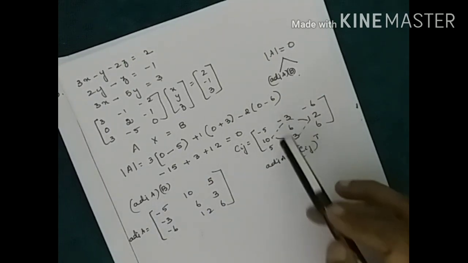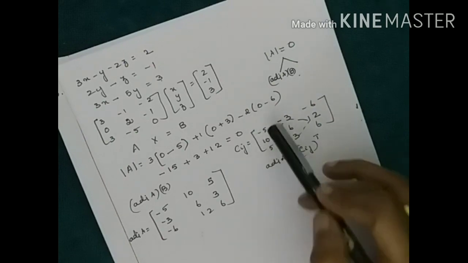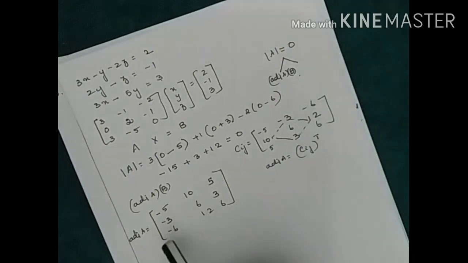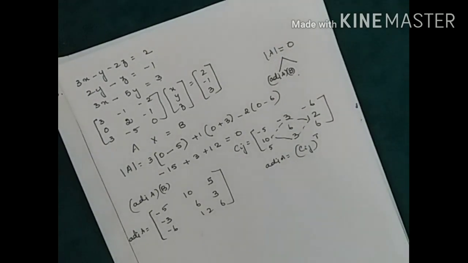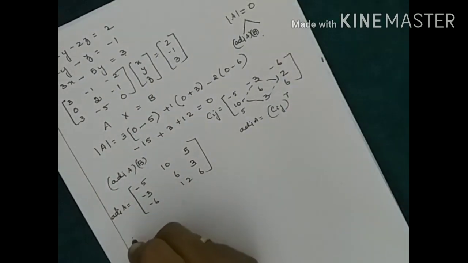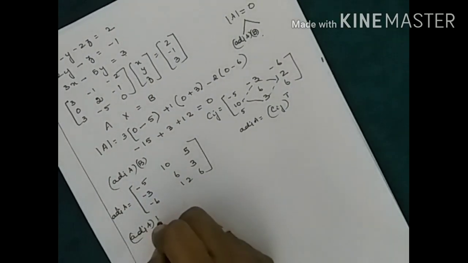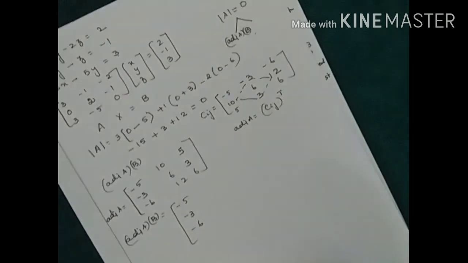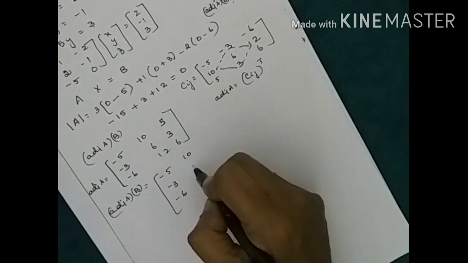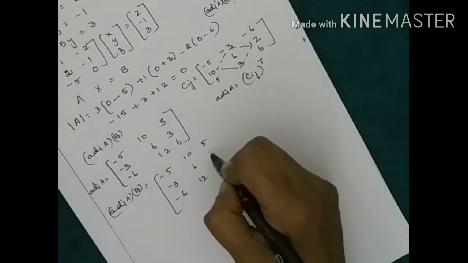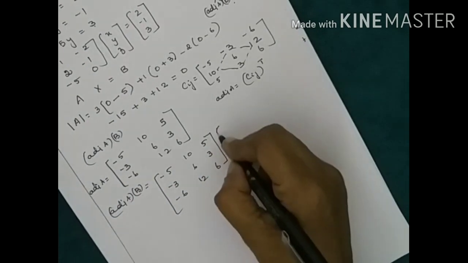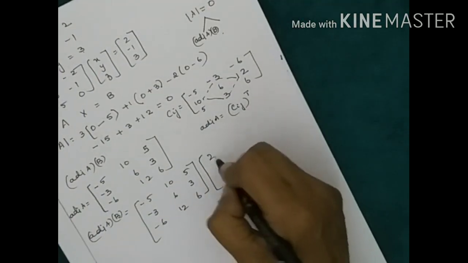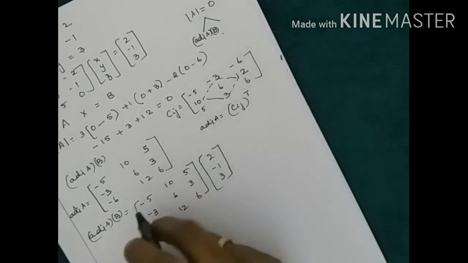When you take the transpose, it means the first column becomes the first row, second column becomes the second row, third column becomes the third row. So we have taken the adjoint of the matrix A. Now we have to multiply adjoint of A into the matrix B. So it is equal to minus 5, minus 3, minus 6, 10, 6, 12, 5, 3, 6 into the matrix B. The matrix B is 2, minus 1, 3. Now we have to multiply.